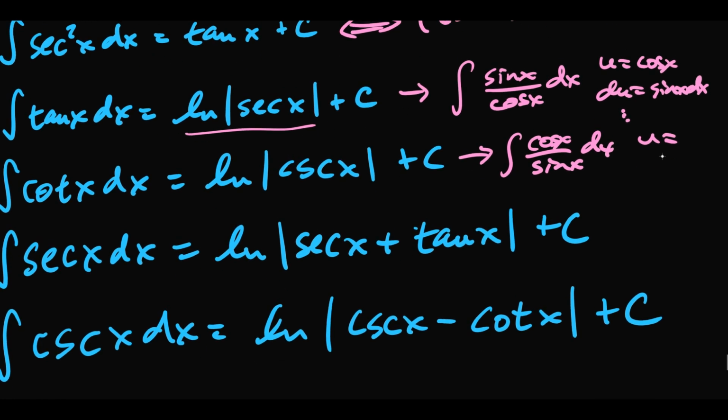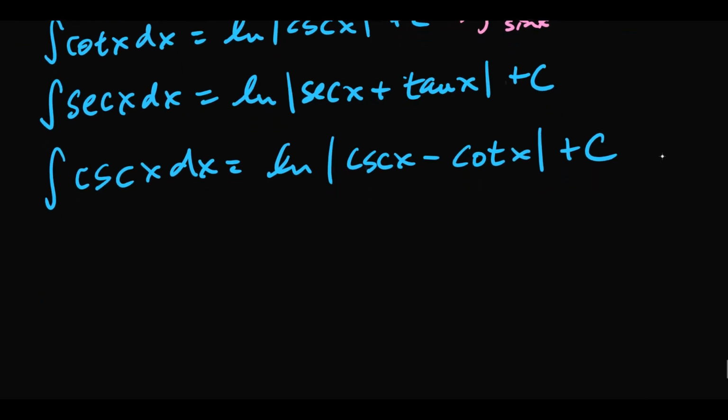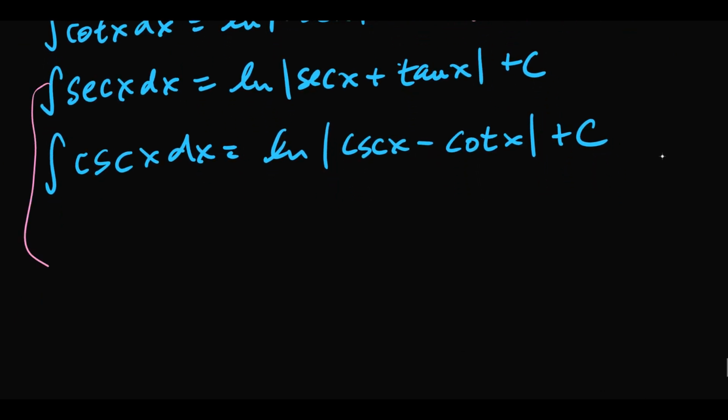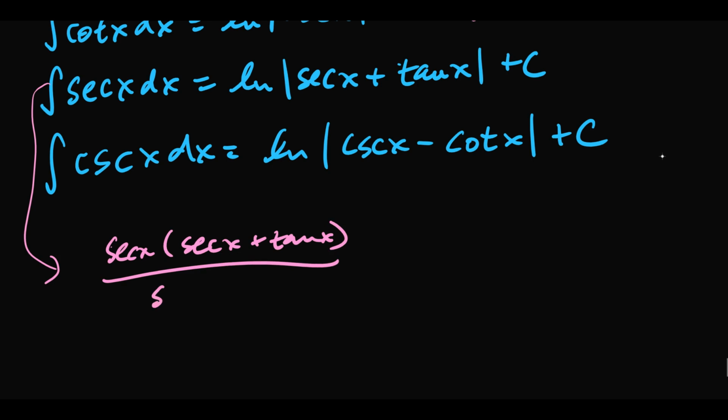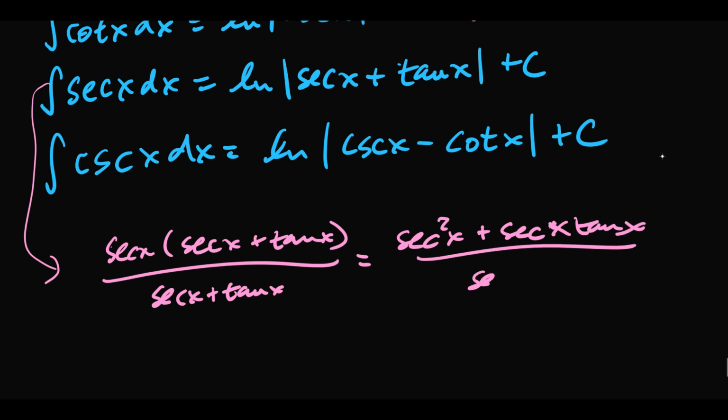This next one, secant x dx, let's derive this one real quick. There's a trick to this one. When you take secant of x, you can write that as secant of x times secant x plus tangent x, over secant of x plus tangent of x. All right, and then what you can do then is make this secant squared of x plus secant x tangent x, over secant x plus tangent of x.